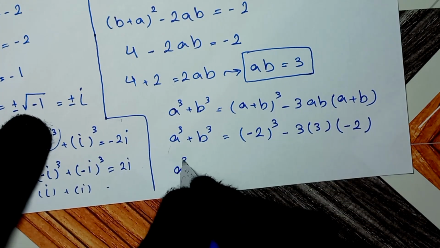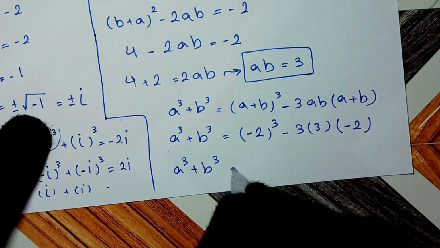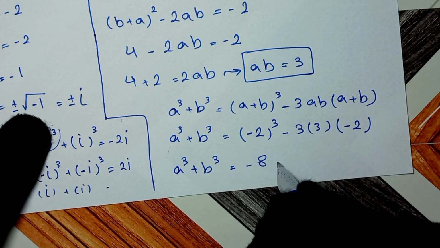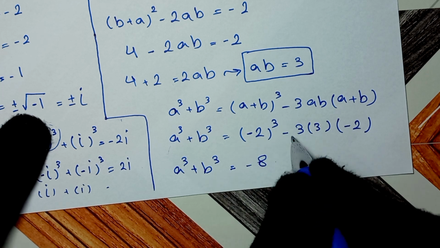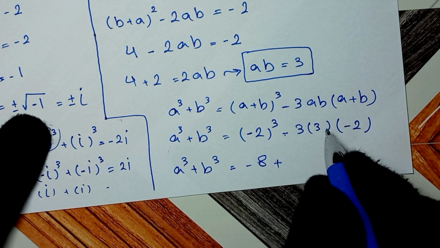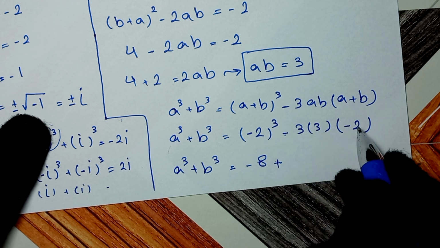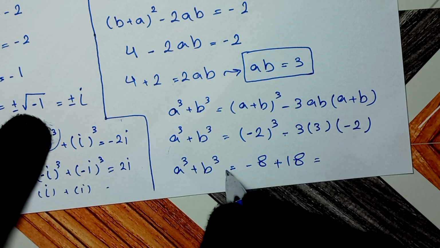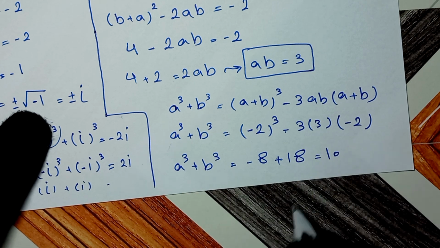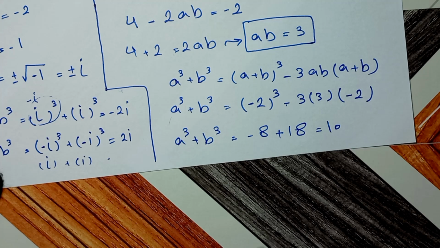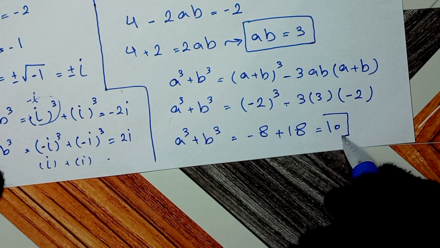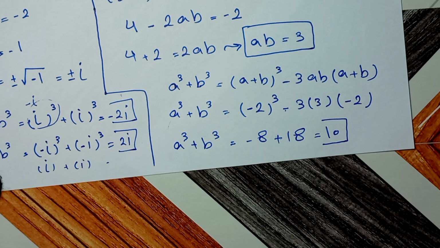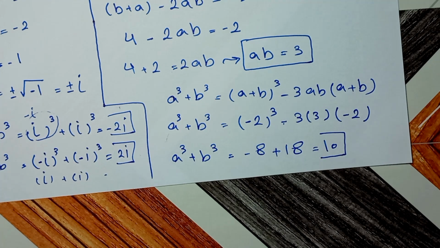And a cube plus b cube is equal to negative 2 to power of 3 is negative 8 and plus, and negative times negative will be positive, 3 times 3 is 9 and times 2 it will be 18. And from here, a cube plus b cube is equal to 10. So we find 3 values for a cube plus b cube: 10, negative 2i and positive 2i. And this is our final answer.